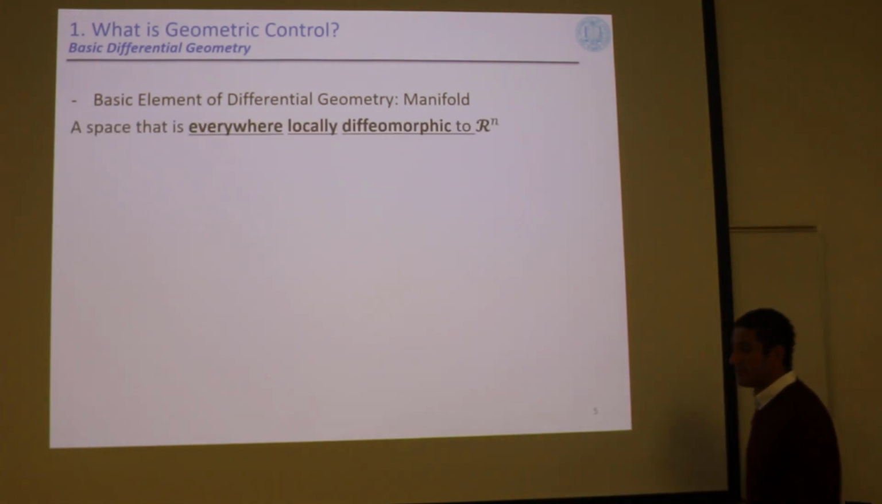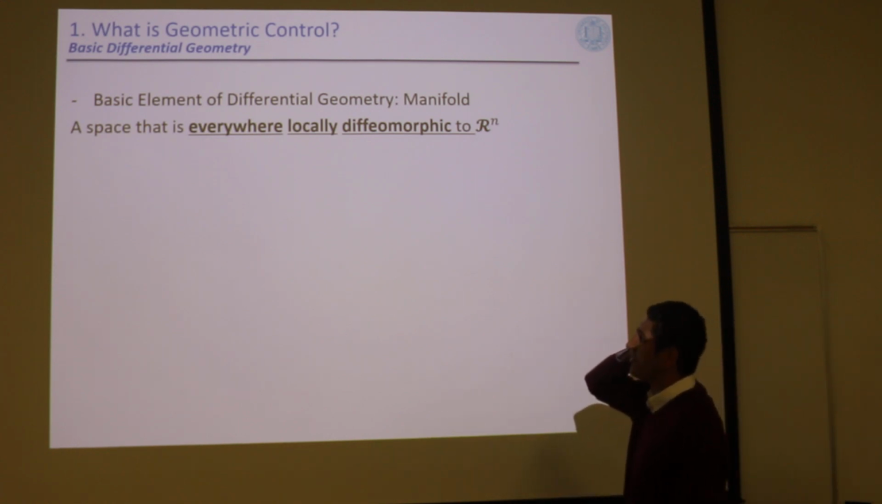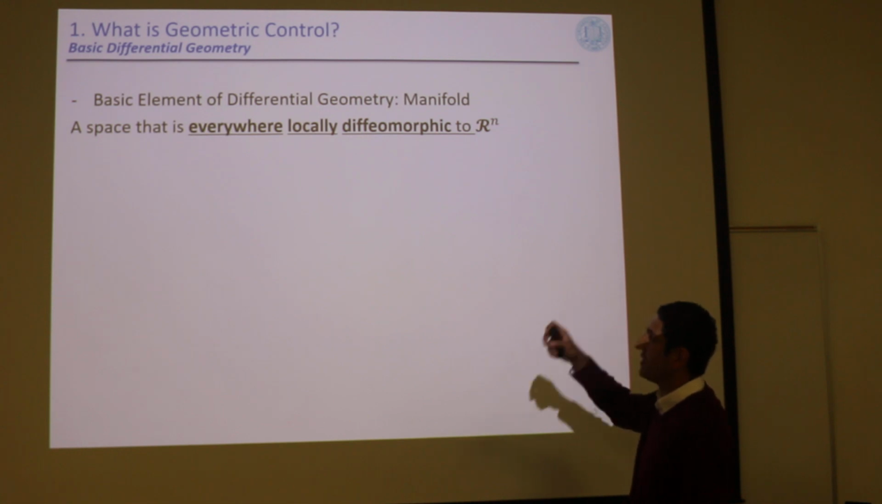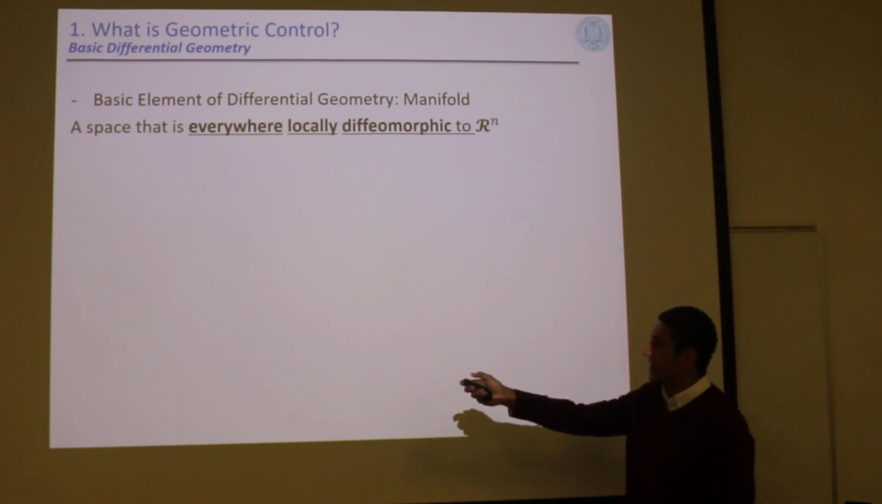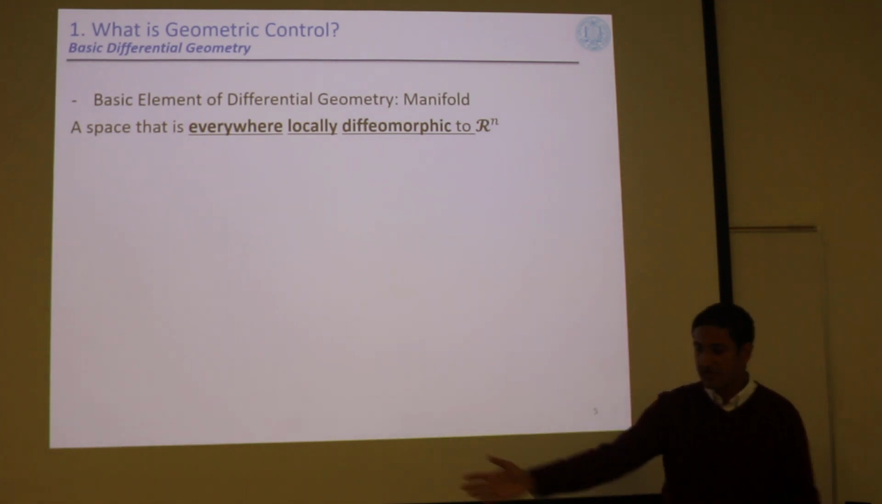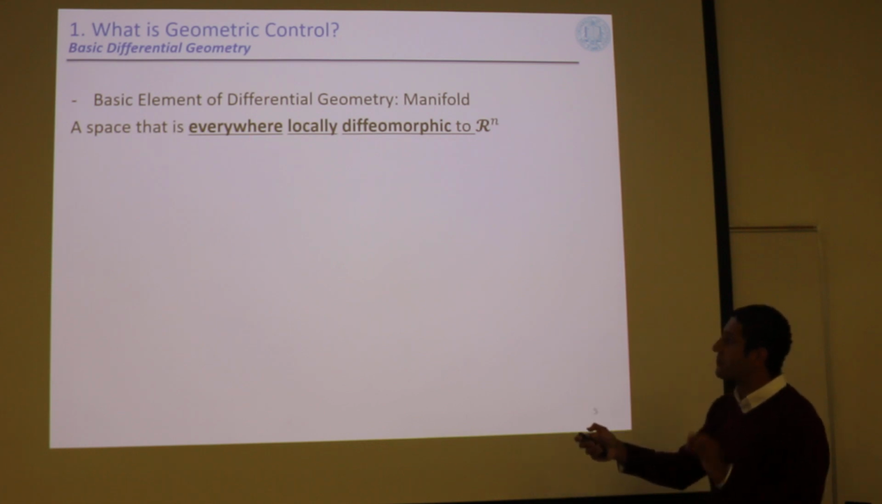Okay, what is a hand-wavy definition for a manifold? We have seen this in our dynamics course. It's a space that is everywhere locally diffeomorphic to Rn. Here we need to understand very well the meaning of every word. So let's see. It's a space, so it's like this table. This is a space. This room is a space. That is everywhere, it means that at every point in the space.